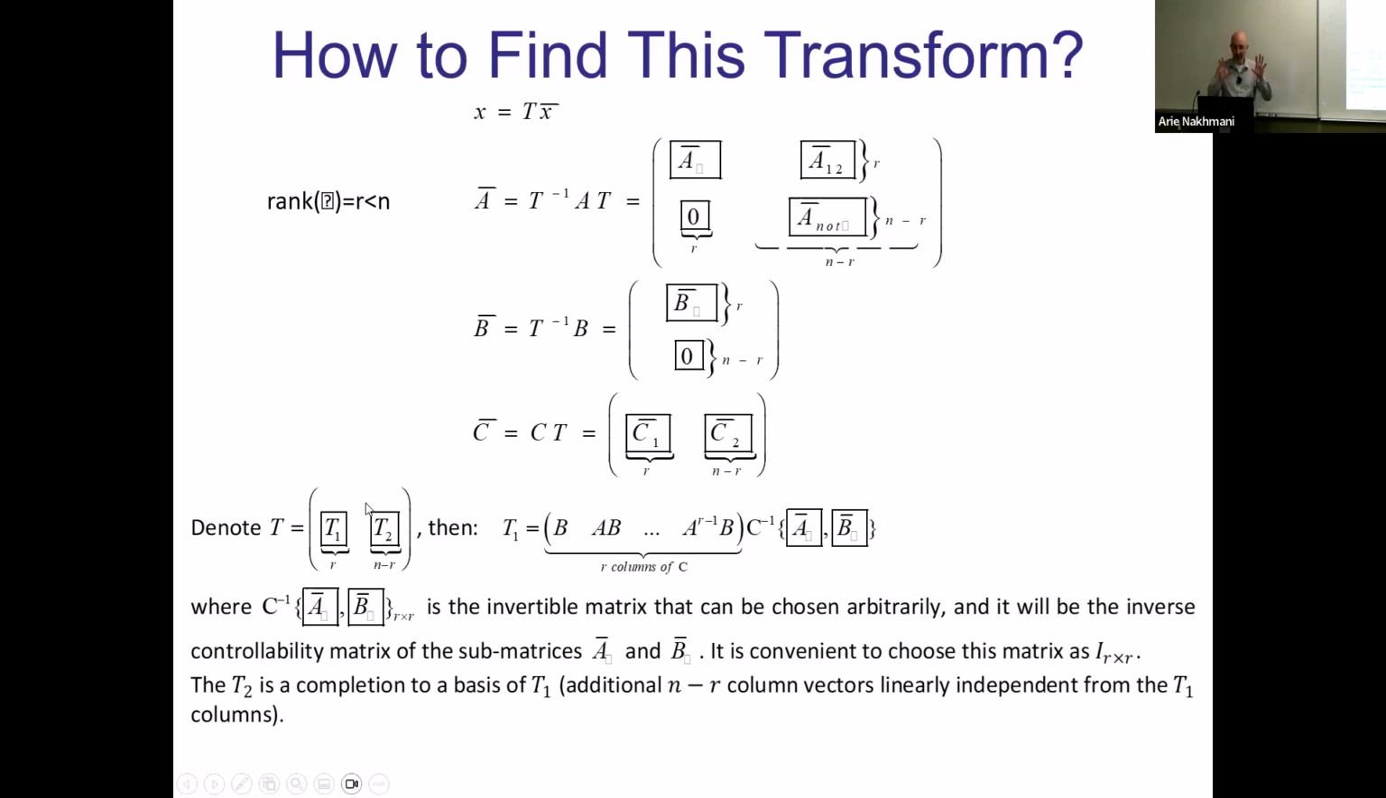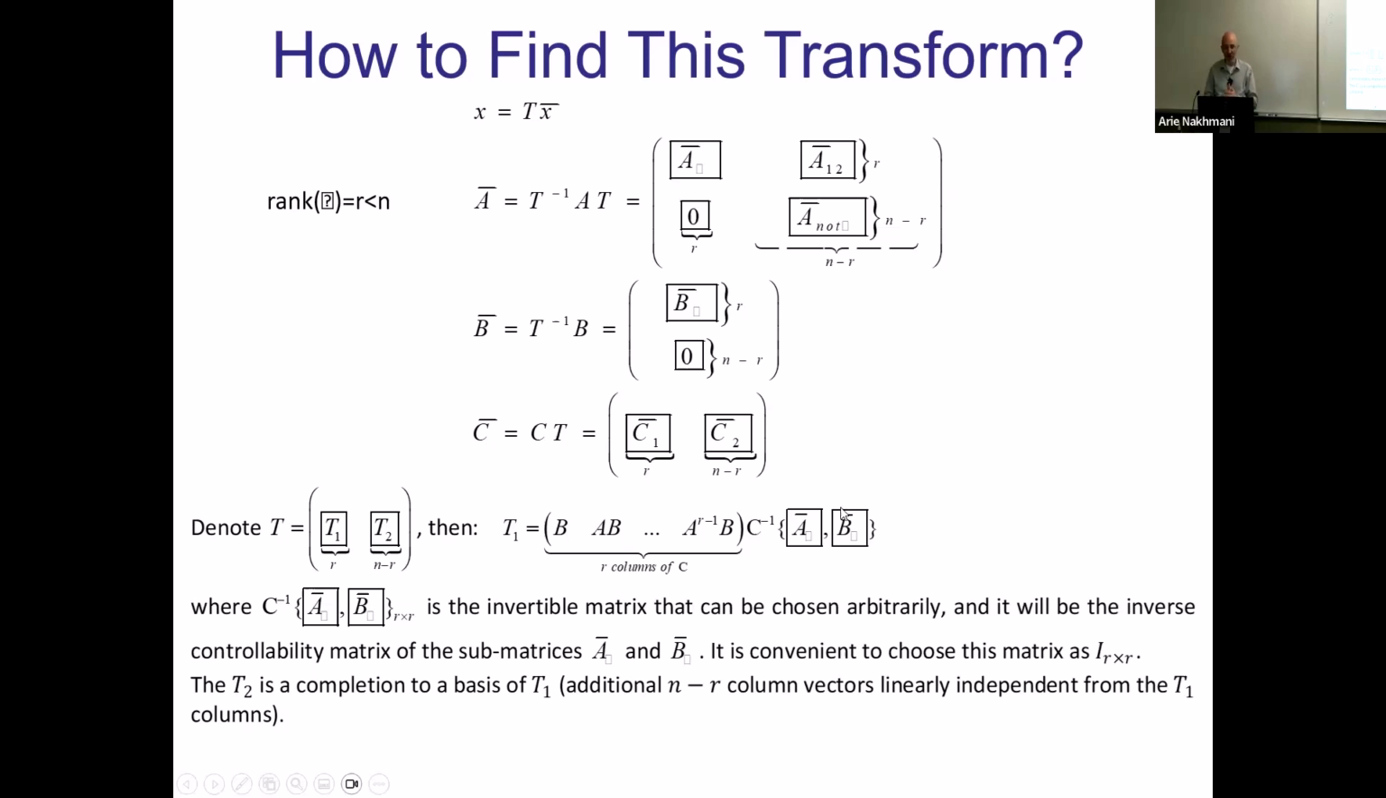So the transform will have two parts, left part and right part. Each part will be columns, okay? So first of all, you have R columns, and the second part has N minus R columns, okay? Again, division into blocks, two blocks, left block and right block. So all of these columns of that part, which I will call T1, will be defined like that.